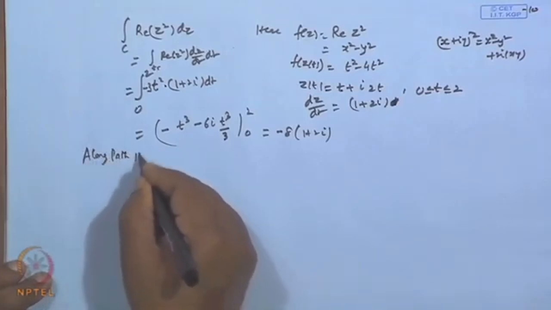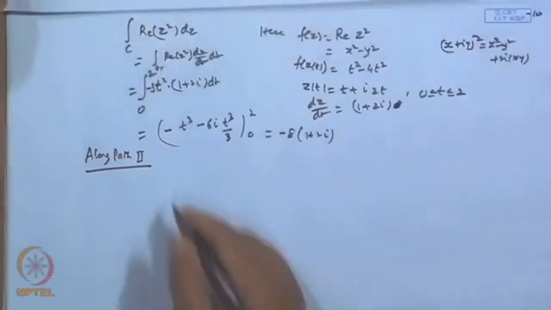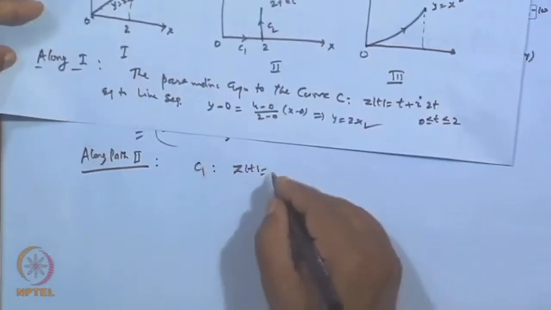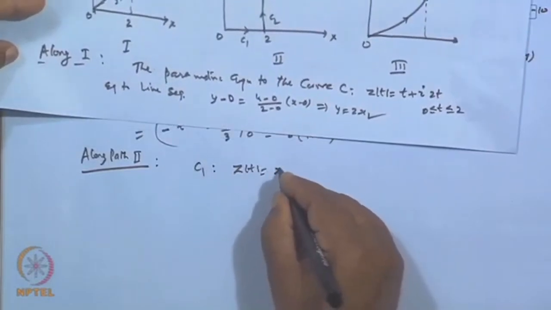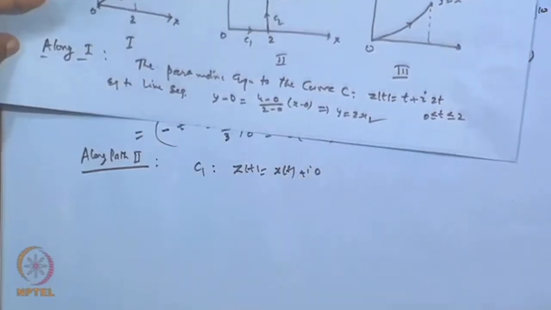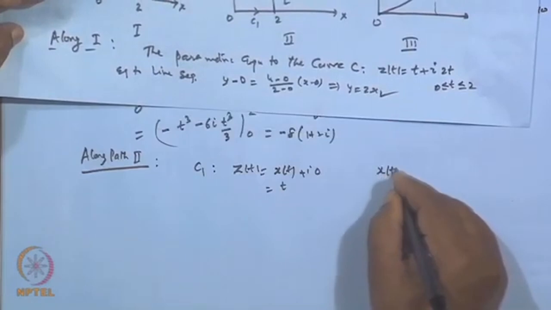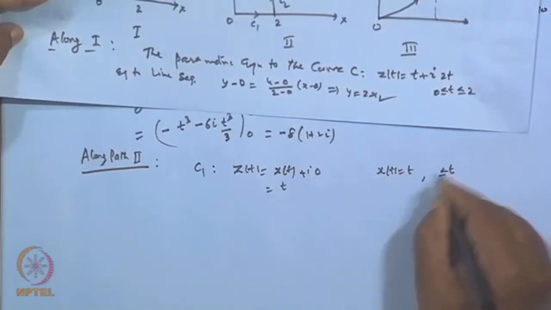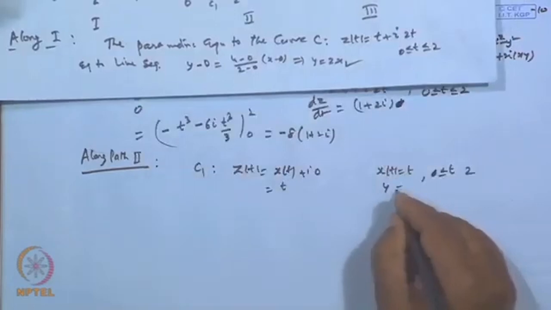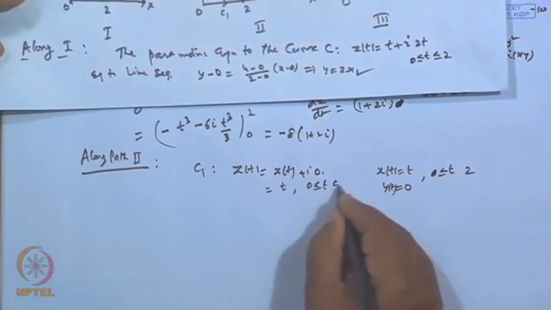Now along path 2, the path is first C1, then C2. So along C1, in the parametric equation of the curve z of t, the y coordinate is 0, so only the x coordinate remains. So what is x of t here? x becomes t, where t varies from 0 to 2, from here to here. And y is always 0 along this.